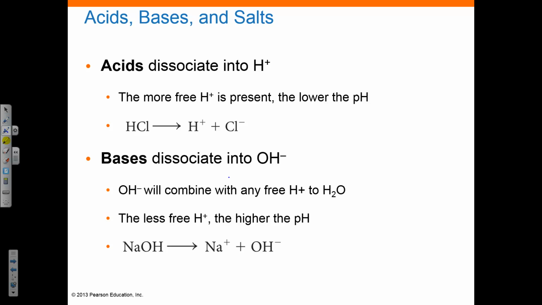An example of a strong base is sodium hydroxide, NaOH, which will dissociate into sodium ions and hydroxide ions. The hydroxide ions are capable of removing free hydrogen ions from solution.